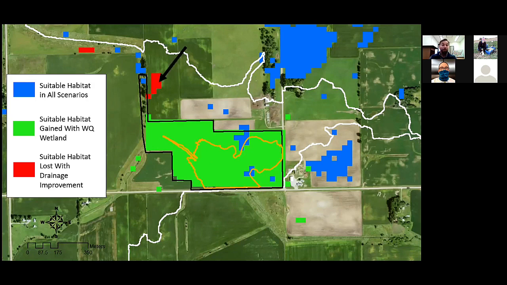Additionally, 2 small patches of suitable amphibian habitat were lost due to drainage improvements. So in this case, these patches are located in depressions and were found to be suitable amphibian habitat in the baseline no change scenario because they are located nearby other wetland habitat, that's the blue pixels, and non-cropland land cover. In this case, large tracts of grassland and fallow fields that are nearby.